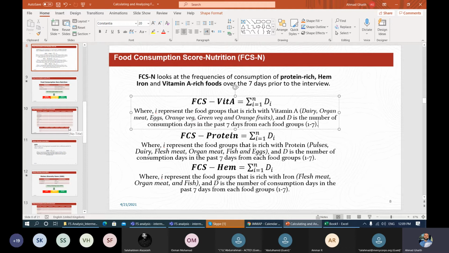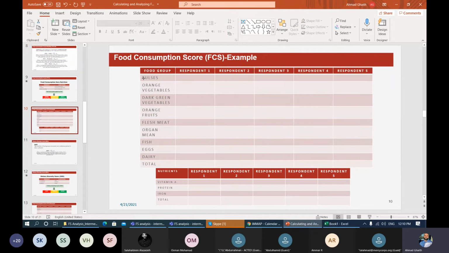So I'll just say the way that we calculate it is similar to food consumption score. We want to know the number of days in the past week that this person or this household has consumed this type of food. So we're going to have a value from 1 to 7 for each of these categories of food. So pulses, orange vegetables, dark green vegetables, orange fruits, flesh meat, organ meat, fish, eggs, dairy. We'll have a value from 1 to 7 for each of these.